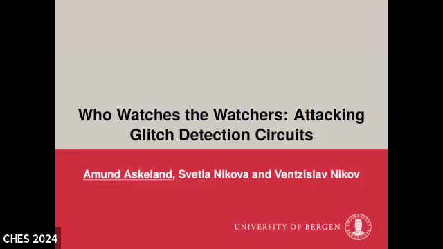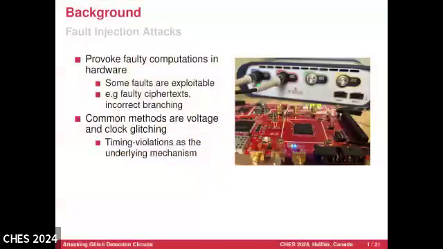So in this paper, we evaluate and attack various glitch detection circuits, which are countermeasures against fault injection attacks. Just to start with some background, in fault injection attacks, we provoke faulty computations in hardware, and some of these faults are exploitable. For example, faulty ciphertexts or incorrect branching in microprocessors and so on. Perhaps the two most classical methods for fault injection are voltage and clock glitching. These two methods share the same underlying mechanism, which is to cause timing violations in the hardware.